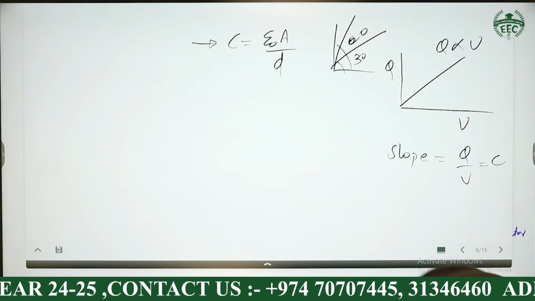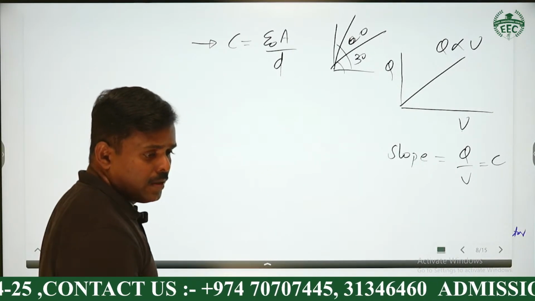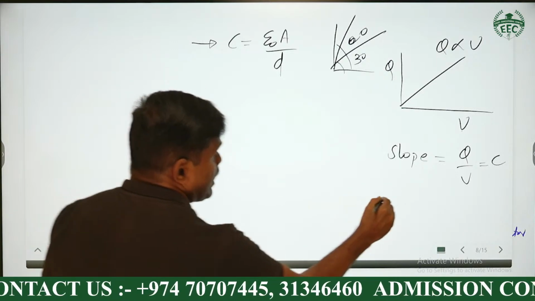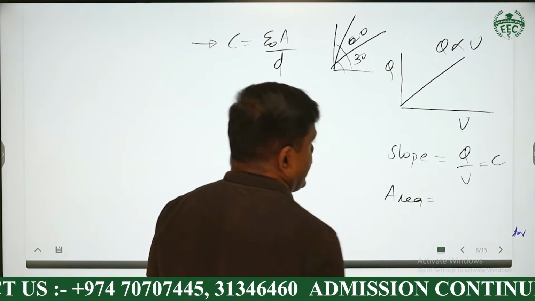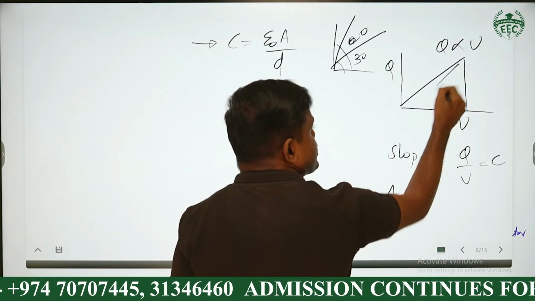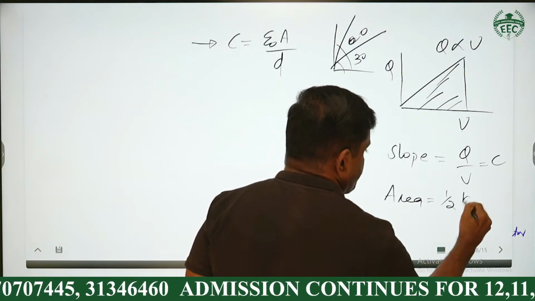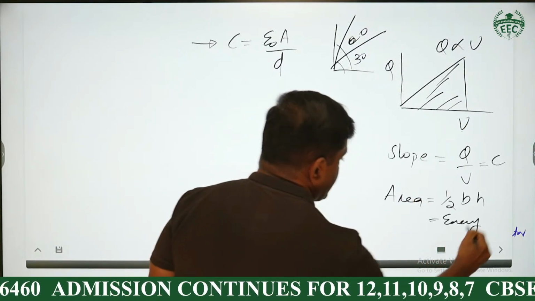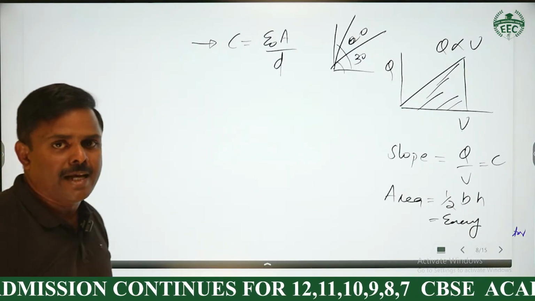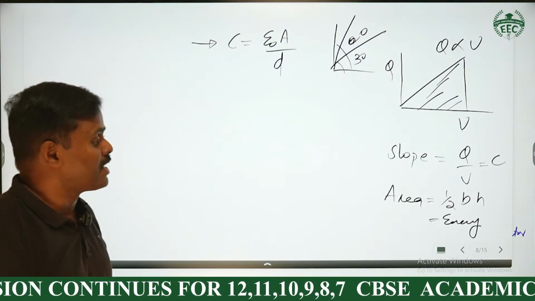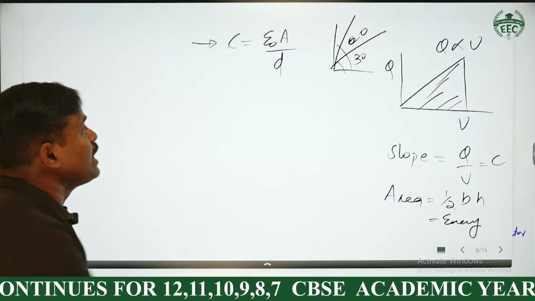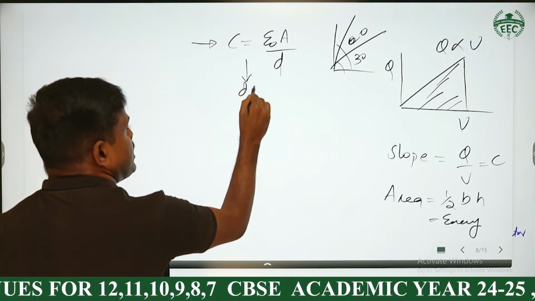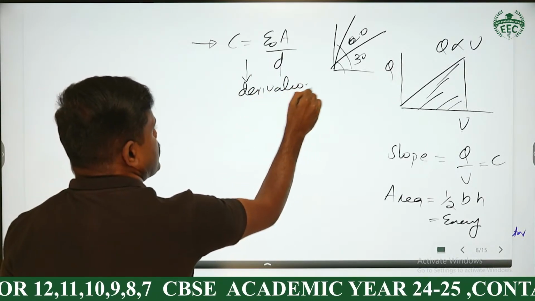Second question, you can find the area under the graph. Area is what? This area looks like a triangle. Triangle's area is half BH. When you find it, that's going to be energy. So slope of the graph is capacitance, area under the graph is energy. Then the derivation of this is important.